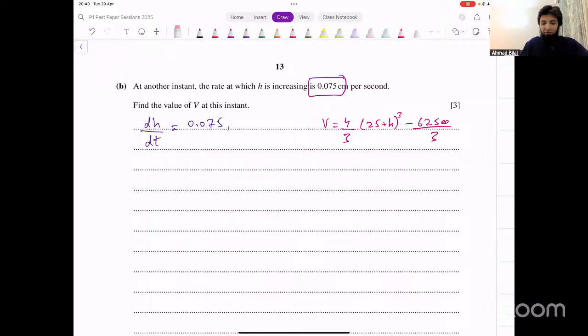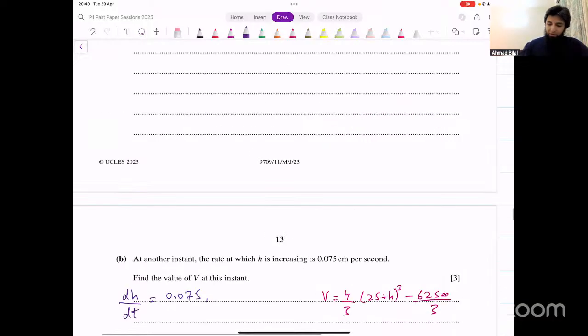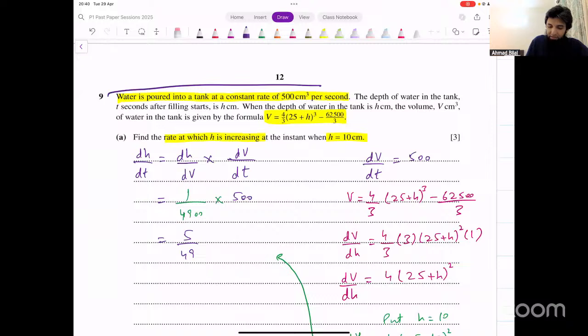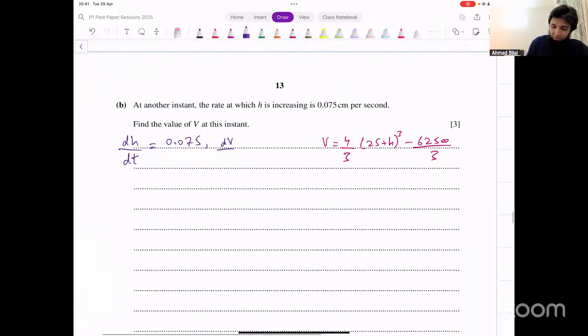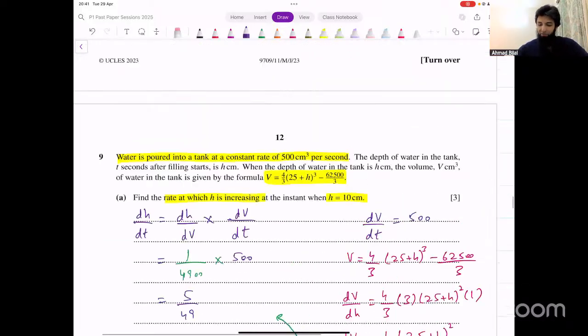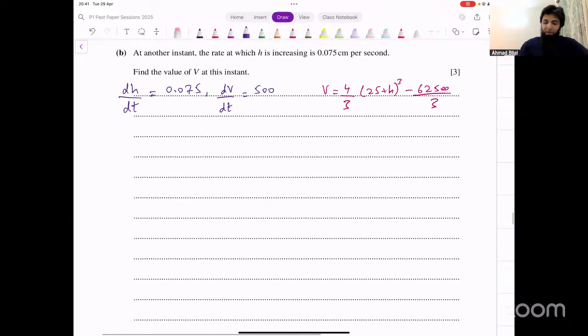Now, how do you find that value for h first of all? What information do we have? We have dh over dt. We also have dv over dt. That is still the same, right? That rate was constant. That is still relevant. That was given at the start of the question, not inside part A. So dv over dt is equal to 500 still. We have dh over dt and dv over dt. We have already found the derivative as well, dv over dh. That turned out to be 4 into 25 plus h whole square above. That was the derivative that we found from this volume function.